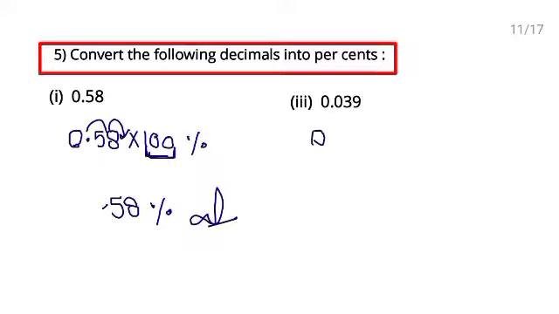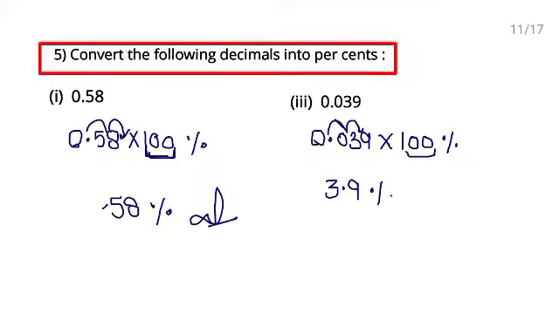Next part, 0.039 they have given. Denominator is nothing, so convert into the percent by multiplying with 100. Clear? You are multiplying, so decimal will be shifted to right. How many places? 2 places. So 1 place, 2 place. Decimal will be here. So this will become 3.9%. This is your answer.